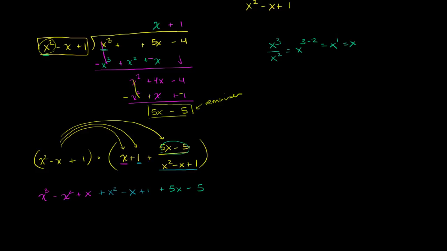And now we can try to simplify it. We only have one third degree term, the x to the third. So we have x to the third here. Second degree terms, we have a negative x squared, and then we also have a positive x squared. So they cancel out with each other. First degree terms, let's see, we have a positive x and a negative x. Those cancel out with each other. So we're just going to have this 5x. So then we have plus 5x. And then we have the 0th degree terms, or the constant terms. We have a positive 1 and a negative 5. Add them together, you get negative 4. So you get x to the third plus 5x minus 4, which is exactly what we had over here.